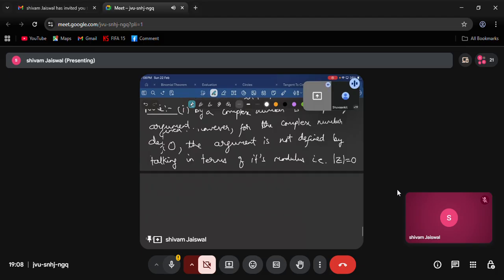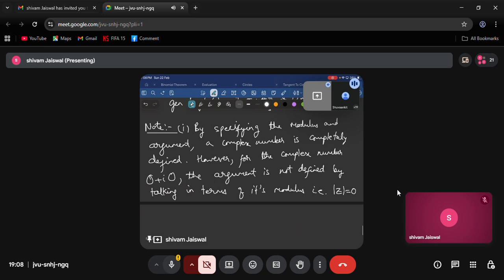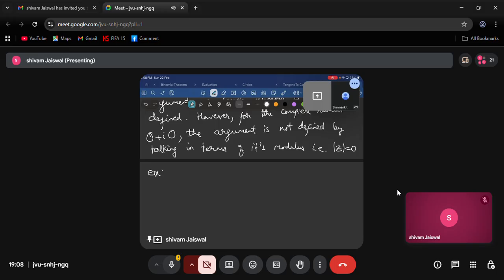So over here in this note, I have said that if the modulus and argument of a complex number are given, that means the complex number is completely defined. So you tell me, if only the argument of z is given, what does it represent? If only the argument of z is given as pi by 4, what does it represent? A line?